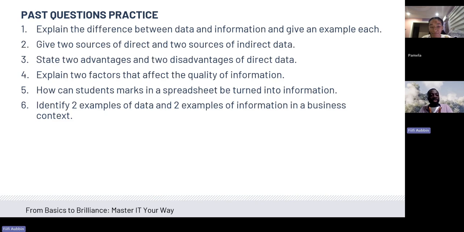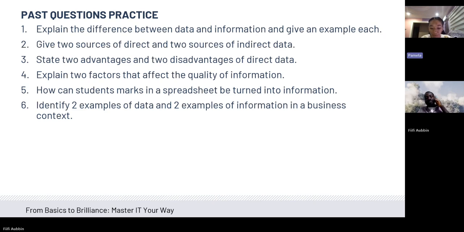Now, this is a past question practice. Explain the difference between data and information and give an example of each. This can come in your AS. Forget about the marks. I don't want us to look at marks. I want your understanding. Explain the difference between data and information and give an example of each in your own words.